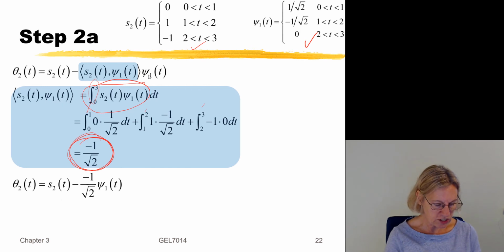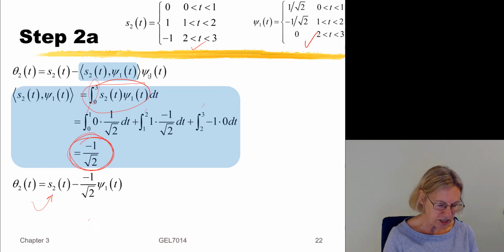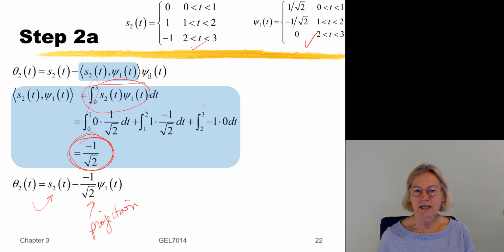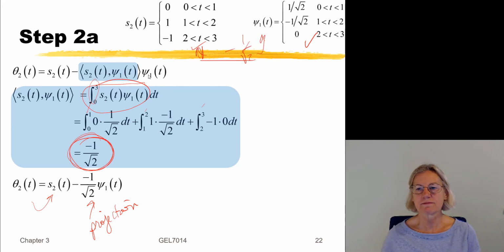So now I'm ready to calculate theta 2. For theta 2, I just take my original symbol S2 and I subtract from it the projection onto C1. So I take that coefficient and I multiply it by the actual vector, and I do the subtraction. So I take this function here minus 1 over the square root of 2 of this function.